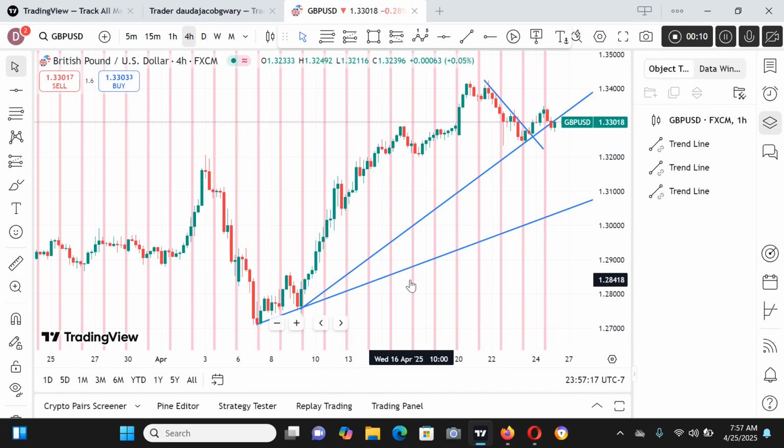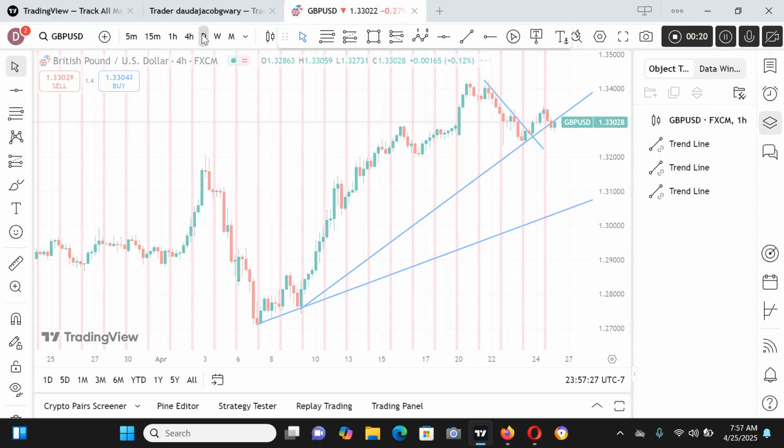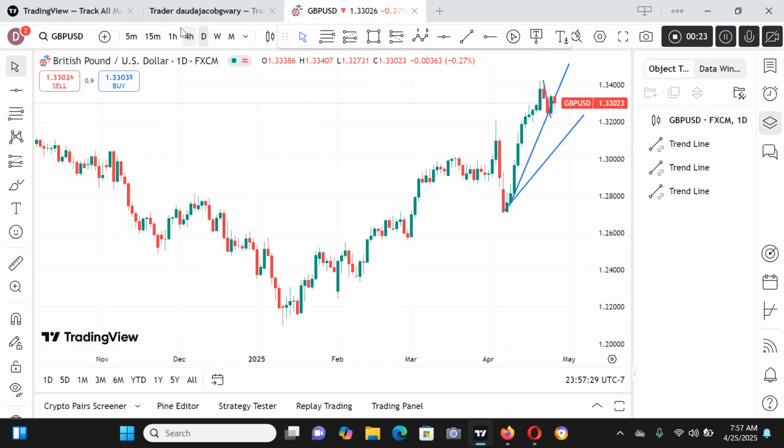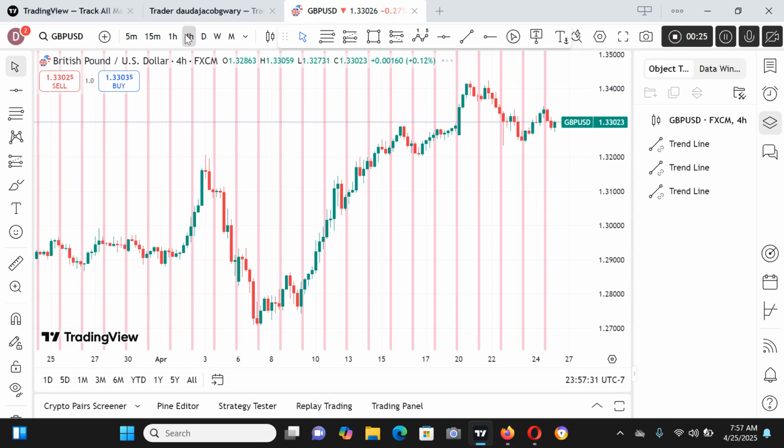So today I want us to learn how to plot psychological levels on GBP. But first, we need to know what psychological levels are.